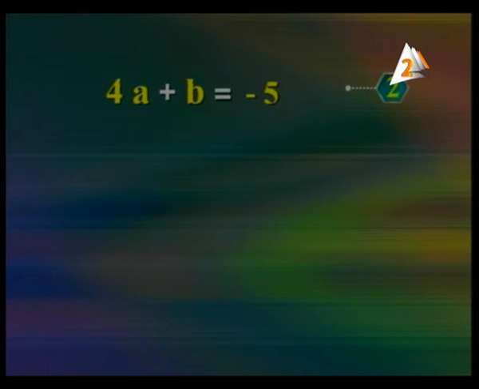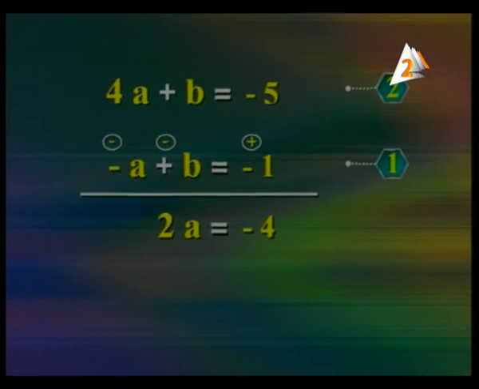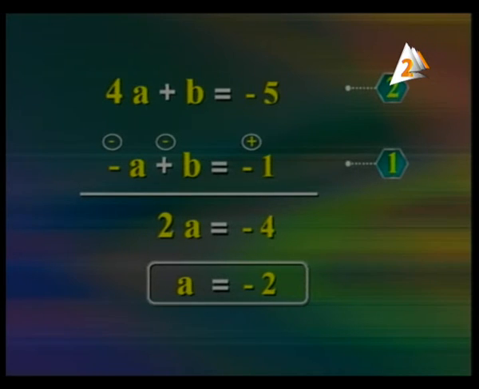In this case, we use the elimination method or the substitution method. We have two equations: 4a plus b equals negative 5, and negative a plus b equals negative 1. By using the elimination method, subtract the second from the first. Therefore, 3a equals negative 4.